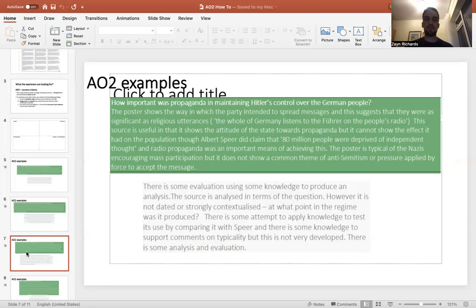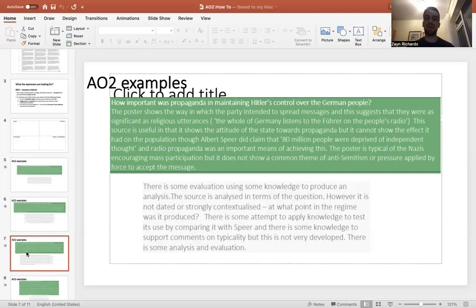Okay, so this one I haven't actually looked at myself fully, so I'm just going to remind myself. Okay, so this one we have some content. So there is a quote, although it's quite a minimal quote. And we do actually have a little bit of own knowledge where they've linked it to Albert Speer's claim that 80 million people were deprived of independent thought, and radio propaganda was an important means of achieving this. Notice how the question has changed as well, by the way. So it's not the same one.